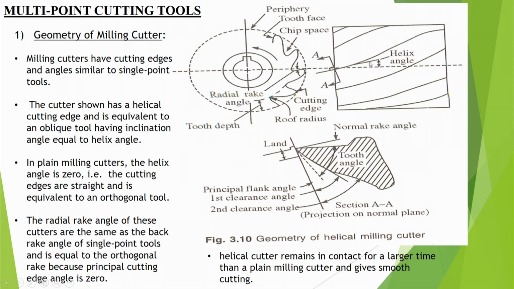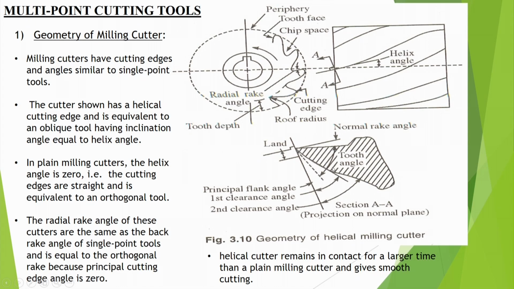Rather, this tool is helical, so we designate the helix line also. We take a section here and get some sort of land on the flank surface, which is slightly sloping. We make a principal flank angle there with reference to the radial line, which tells us whether it is rubbing or not.